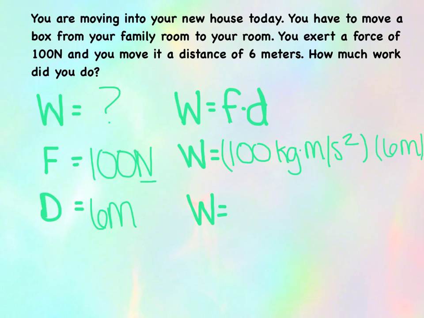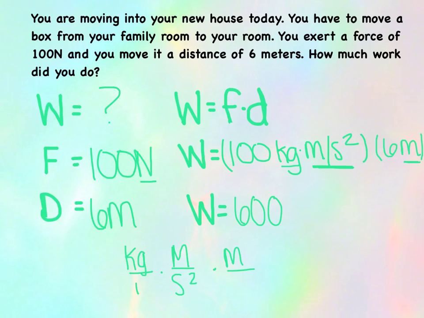Okay, so to figure out the number, it's just 6 times 100, which is obviously 600. And then you want to do a little bit of algebra for the unit because you can't really figure that out from just looking at it. So since kilogram is all by itself, you want to put that over 1. And then you want to put meters over seconds squared, since that's what that whole thing means. Okay, and then you want to put meters over 1, since it's all by itself, just like the kilogram.